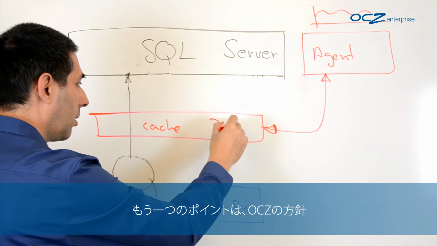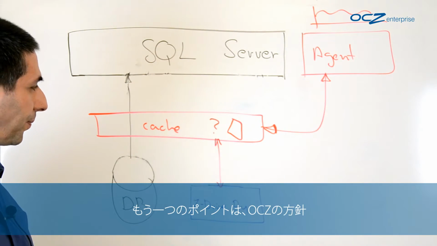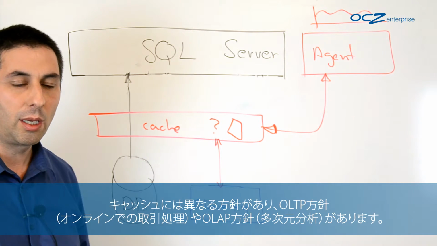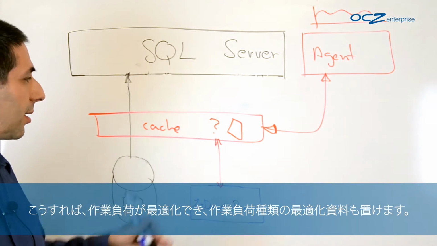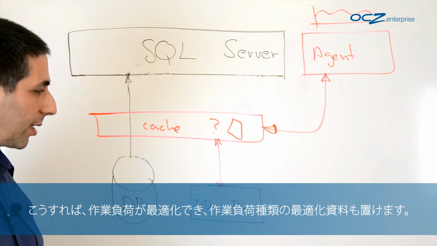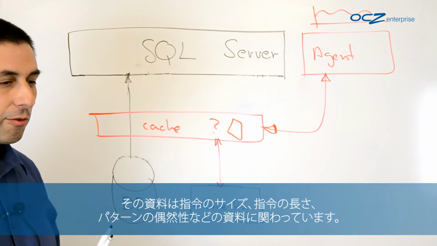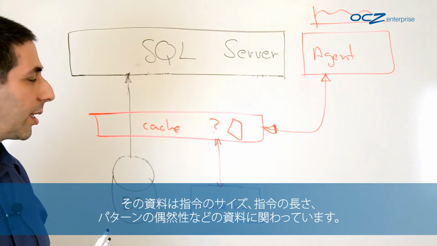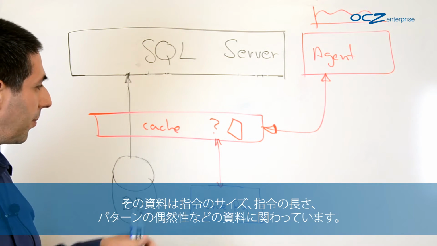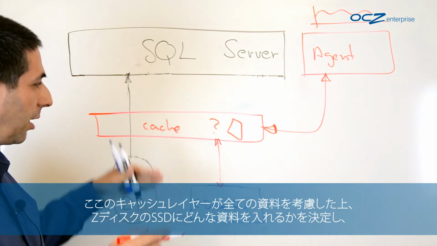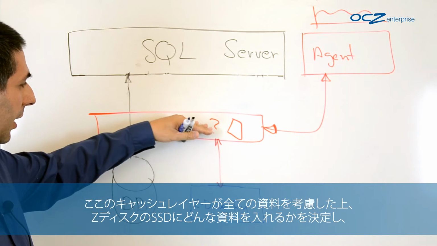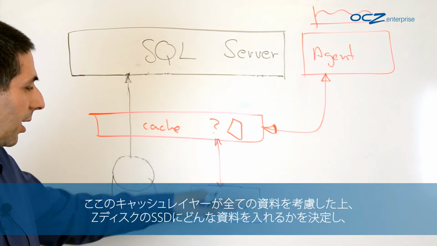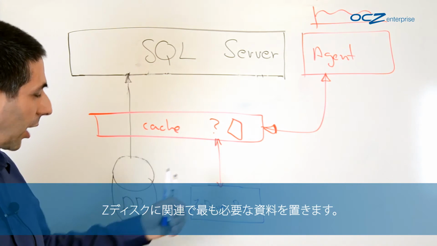Another element that we have here is our policy. In the caching, we have different types of policies for OLTP and policies for OLAP, that optimize the workload and place information that is optimal for this type of workload. This information regards the size of the command, the length of the commands, the pattern, the randomness of the pattern, and much more information. By taking all this information into consideration, the cache layer makes a decision of what to place in the Z drive, in the SSD, in order to have only the relevant and most required elements in the Z drive.